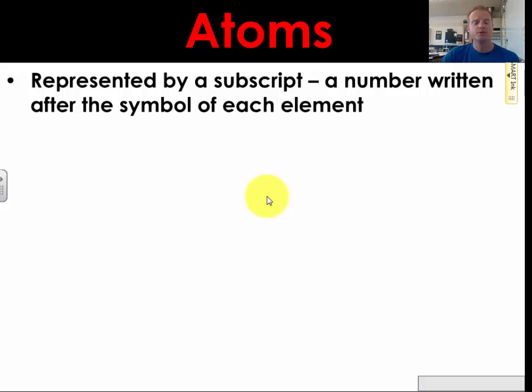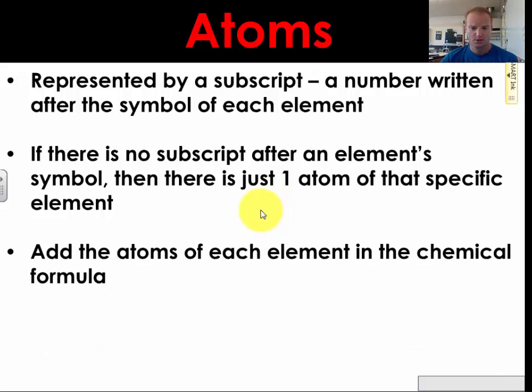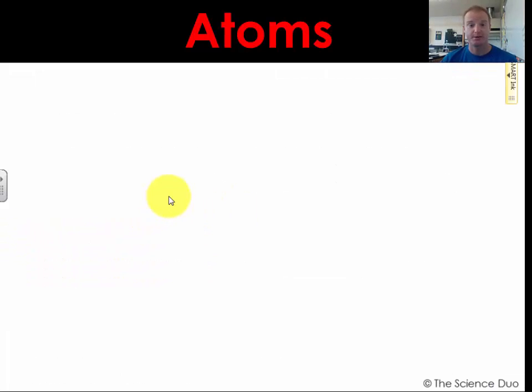Now atoms. Each individual atom is represented by that subscript, off to the lower right corner of the symbol for the element. We add those up to get our total for the formula. Then we multiply that number at the lower right by the number out in front, and that tells us how many total atoms we have. I know this is a lot of stuff we're going through right now.